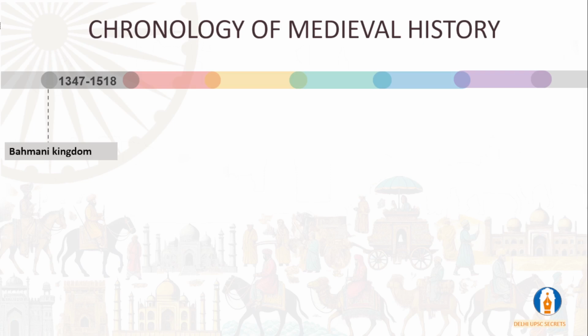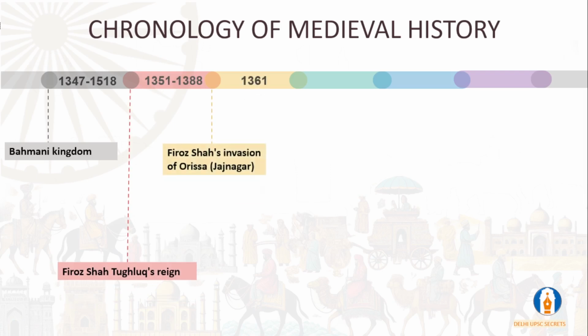The Bahmani kingdom was founded by Alauddin Hassan Shah al Wali. Okay, so his dynasty is called Bahmani. Then Gulbarga was made the capital of the Bahmani kingdom, and they were great rulers, good rulers as well. The Bahmani successor states were also there. Then 1351 to 1389, we see the reign of Firoz Shah Tughlaq. In 1361, Firoz Shah's invasion happens to the Orissa region.